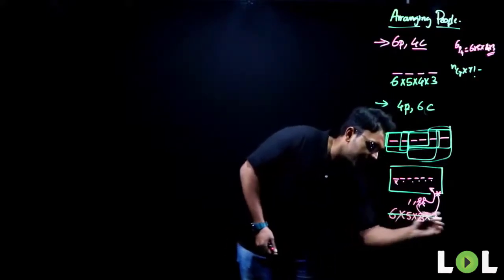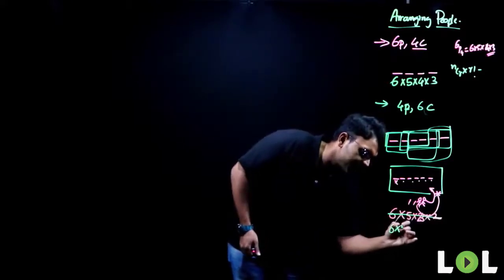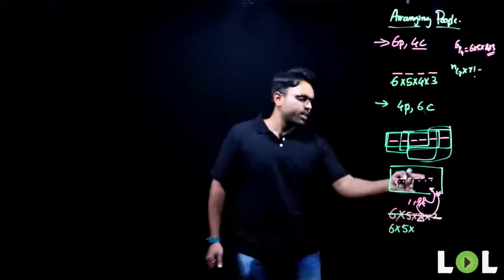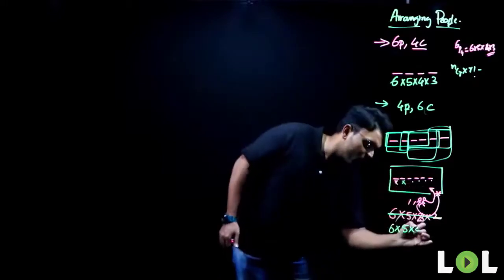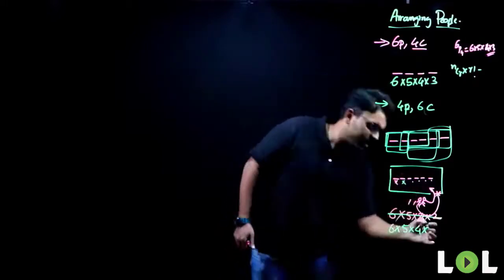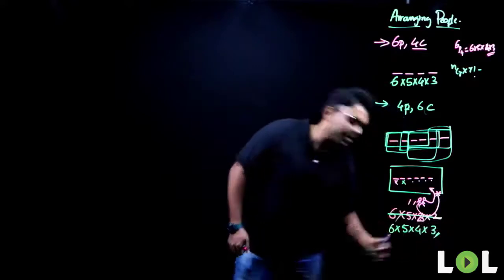Okay, I'll strike it off here. First person, he can sit in 6 ways, next one in 5. When the next one walks in, 2 are occupied, so he can sit in 4 different ways. Next one he walks in, he can sit in 3 different ways.